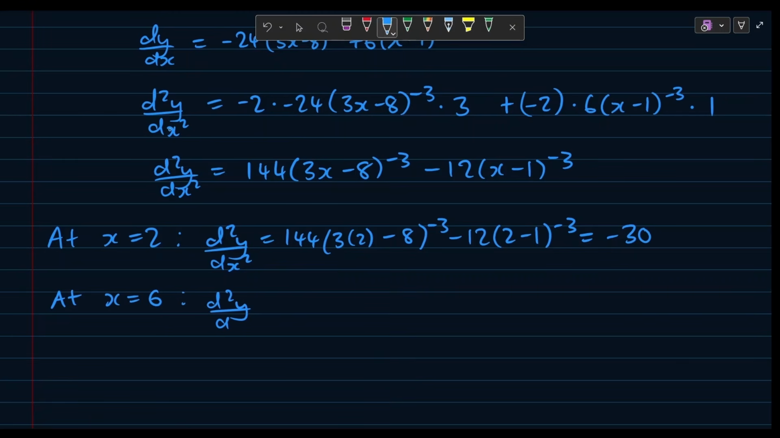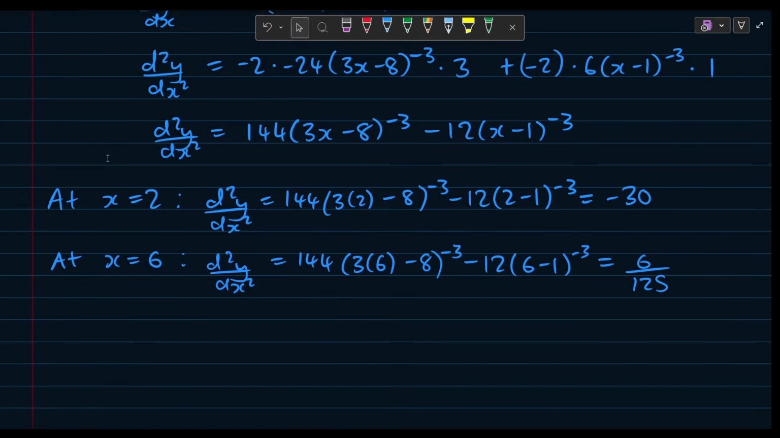And we'll also do x is 6. So at x is 6, that's 144 times (3 times 6 - 8) to the -3 minus 12 times (6 - 1) to the -3. So this is 144 times (3 times 6 - 8) to the -3 minus 12 times (6 - 1) to the -3. And that is 6 over 125.